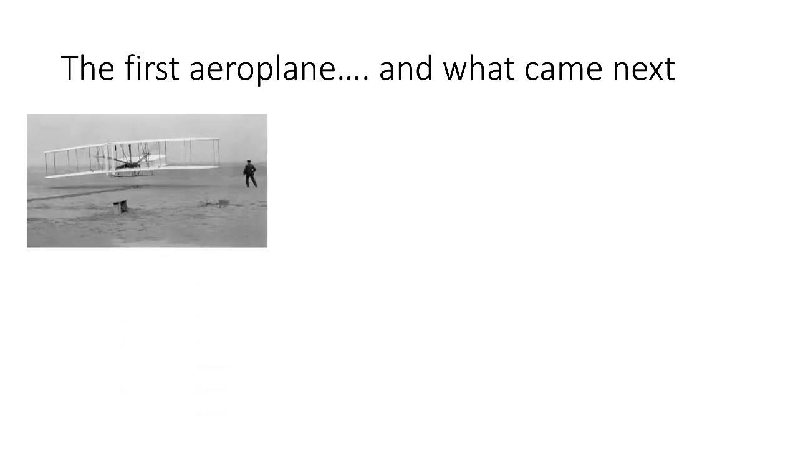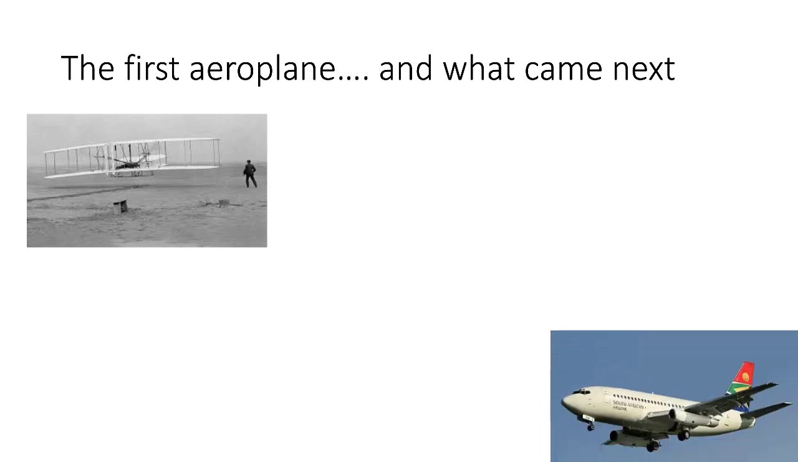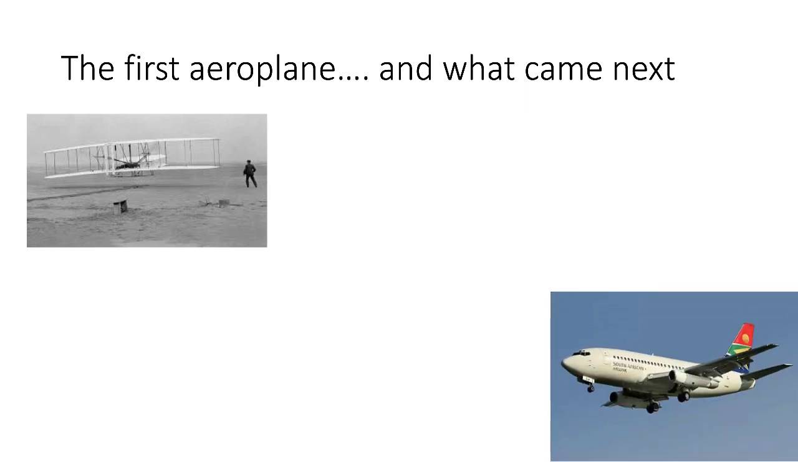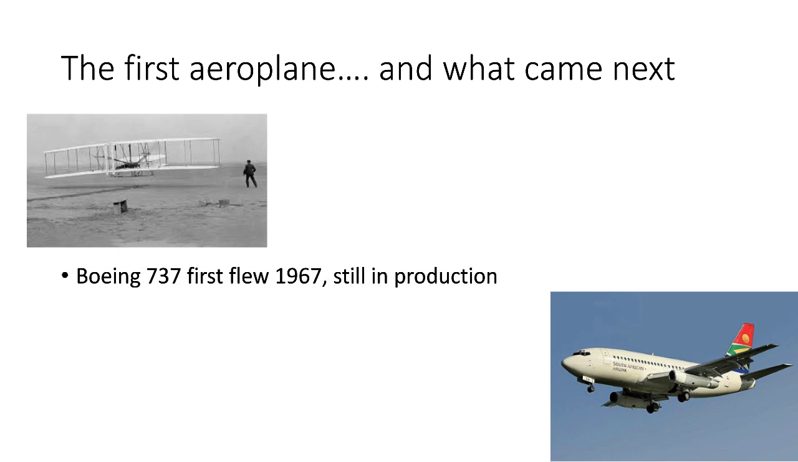Think about the first aeroplane. That was, of course, the Wright brothers back in Kitty Hawk at the very beginning of the 20th century. Well, it's a bit flimsy, but what came after that? Well, over a whole century, all sorts. Take this one, for example. This is the Boeing 737. Clearly, a big step forward in terms of what it did compared to what the Wright brothers could do. But it actually first flew in 1967. So we're talking of a 50-year-old plane still in production.